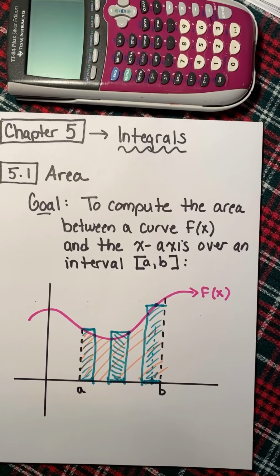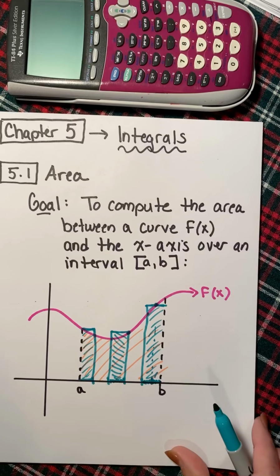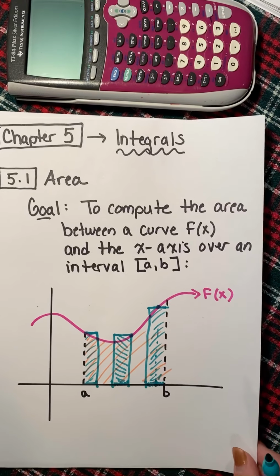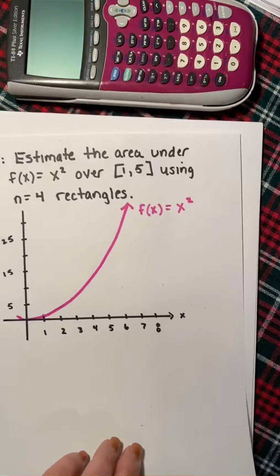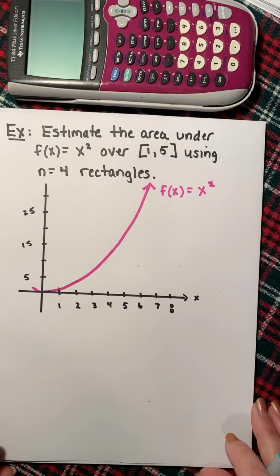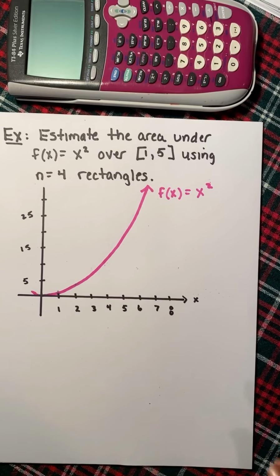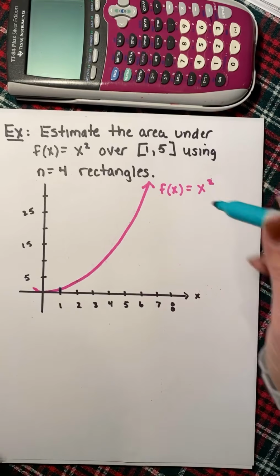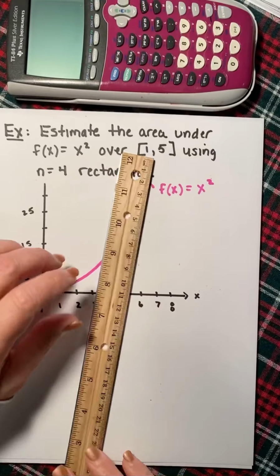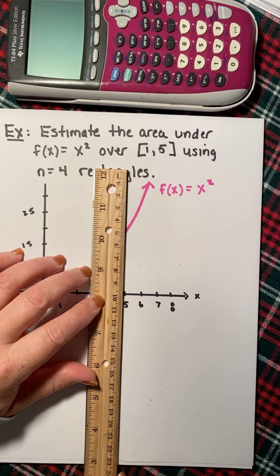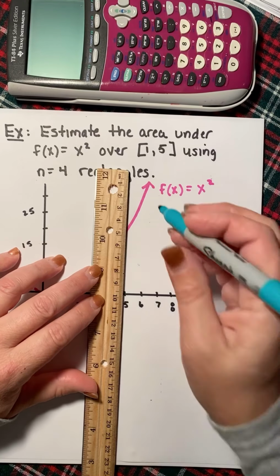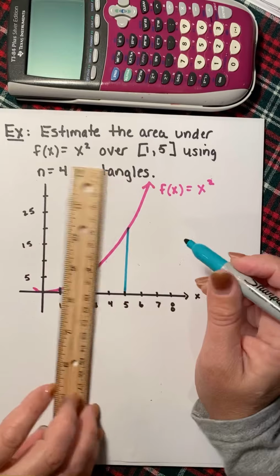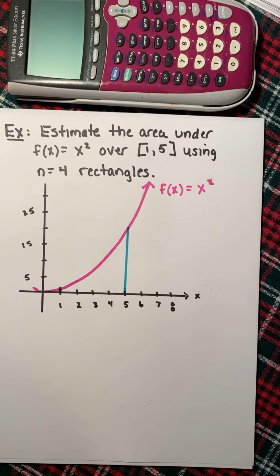So the best way to see what's going on here is to do an actual example. So let's look at a simple problem. Let's estimate the area under the curve f of x equals x squared over the interval from 1 to 5 using 4 rectangles. So I'm interested in this area right here from 1 to 5. Now notice my scale, I scaled my axes so I could get the whole picture into the graph. All right, so we're looking for this area right in here.